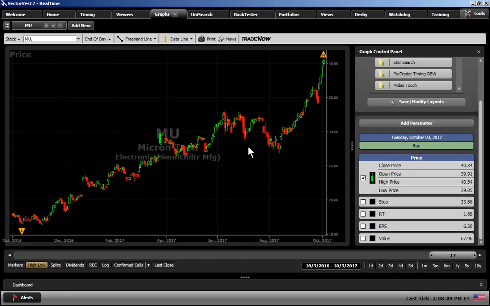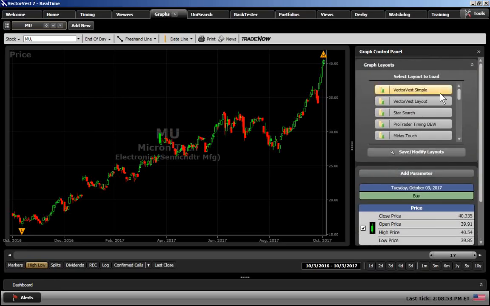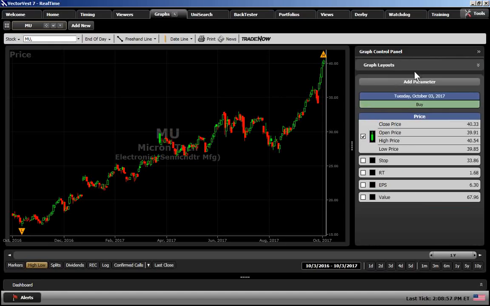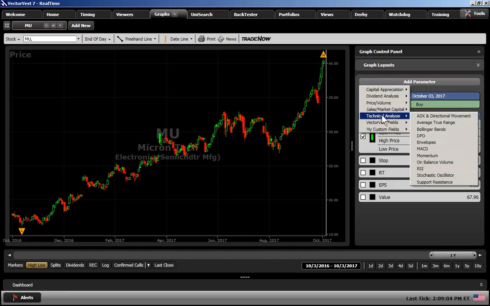So I see MU is rising. Now, what kind of technical indicators can I use? I'm going to click on my graph layouts. And if I go down to add parameter here, and I go over to technical analysis and put my mouse there, there's 11 of the most popular technical indicators that can be used. And remember, technical analysis is only based off of two things, and that is price and volume.